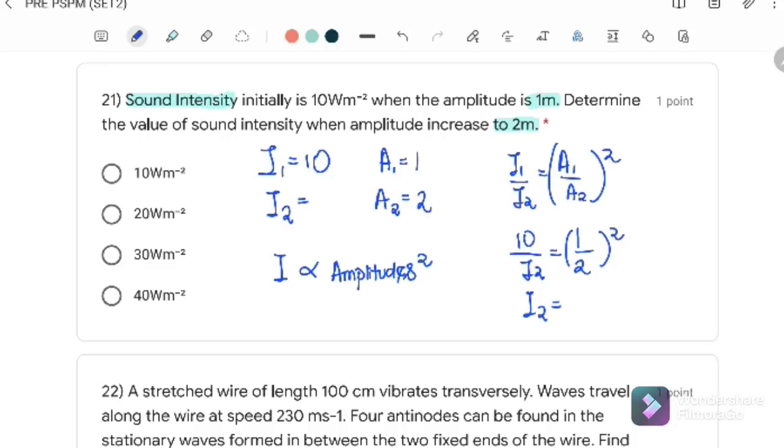So the final answer for the sound intensity, we will get 40 watt per meter squared. So the answer is D.